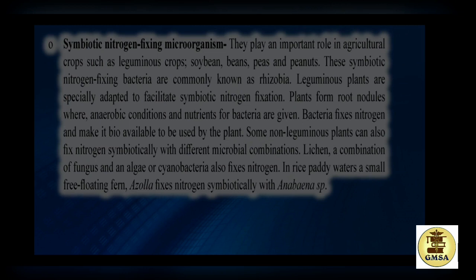Some non-leguminous plants can also fix nitrogen symbiotically with different microbial combinations. Now here lichen, a combination of fungus and an alga or cyanobacteria, also fixes nitrogen. Now here you can see the algae and cyanobacteria have photosynthetic ability. Now they carry out photosynthesis, and as a result the fungus and alga or cyanobacteria combination is able to fix nitrogen, and this is a symbiotic mutualistic kind of interaction where both parties are benefited. In rice paddy waters, a small free floating fern which is known as azolla fixes nitrogen symbiotically with Anabaena species.